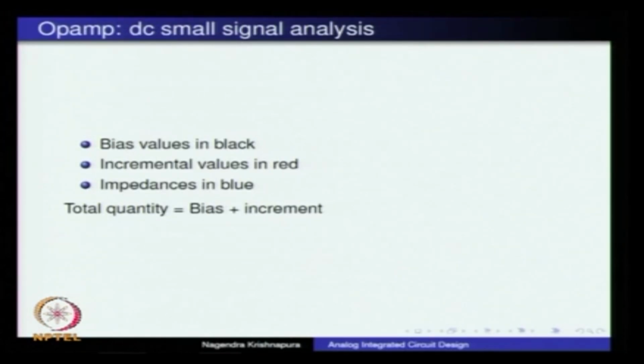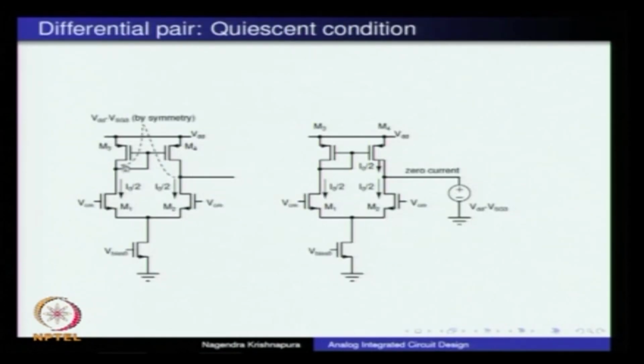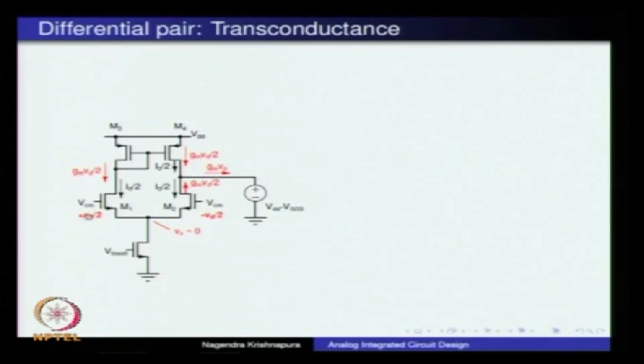And the following slides show all the op amps with bias values in black, the incremental values in red, and the impedances in blue. The total quantity of course is bias plus increment. So, we said that this and that voltage are equal by symmetry, that is how we started the analysis. If we terminate this with VDD minus VGS3, nothing will flow there, and I0 by 2 will flow through all these 4 transistors, where I0 is the tail current. And to calculate the transconductance, we have these incremental voltages Vd by 2 that cause a current gm Vd by 2 here and gm Vd by 2 in the opposite direction. So, a net current of gm Vd will flow to the output.